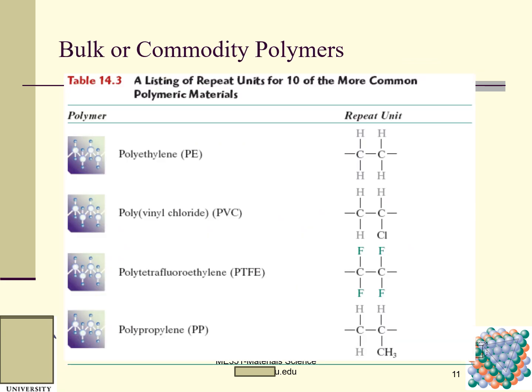So a list of repeat units for 10 of the more common polymeric materials. This is polyethylene, PE, polyvinyl chloride, PVC. At the very beginning, I talked about this one. Then polytetrafluoroethylene, PTFE, and polypropylene, PP. So they have different repeat units.